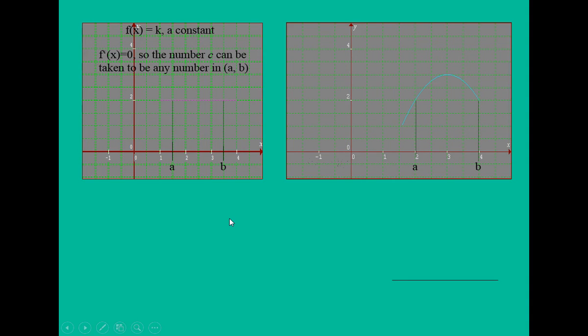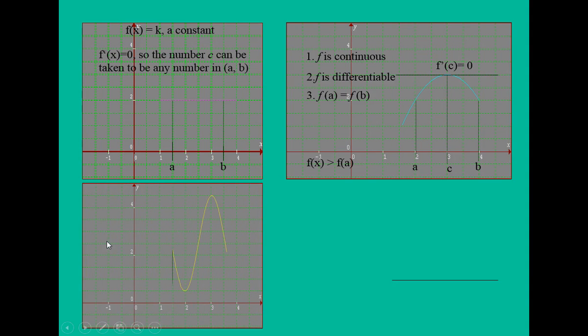Here, if we have an interval a to b, we can see it's a continuous function. It's differentiable on that interval, the open interval, and f of a equals f of b. Therefore, there is some value c such that f prime of c equals 0.